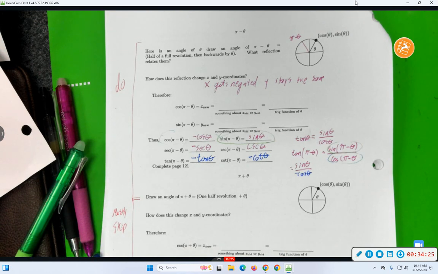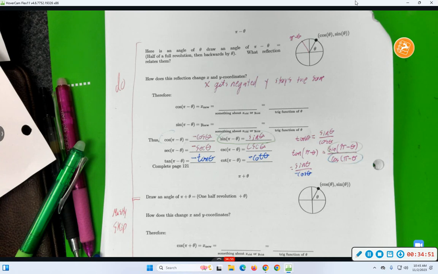All right, angle of pi plus theta. So I'm going to make the same hand gestures, right? There's an angle of 0. Pi is half of our revolution. Now I want to rotate both of them in the positive direction. I want to rotate this one by theta, this one by theta. So I'm rotating both counterclockwise. So doing that, that's where I end up.